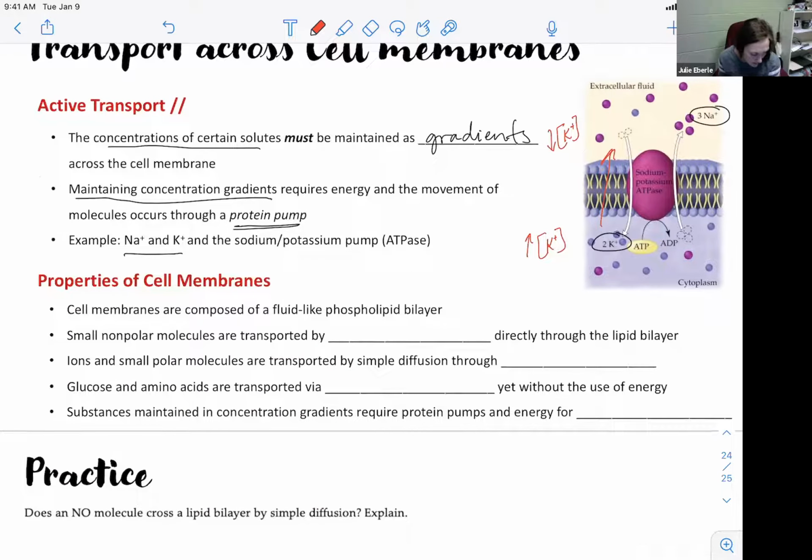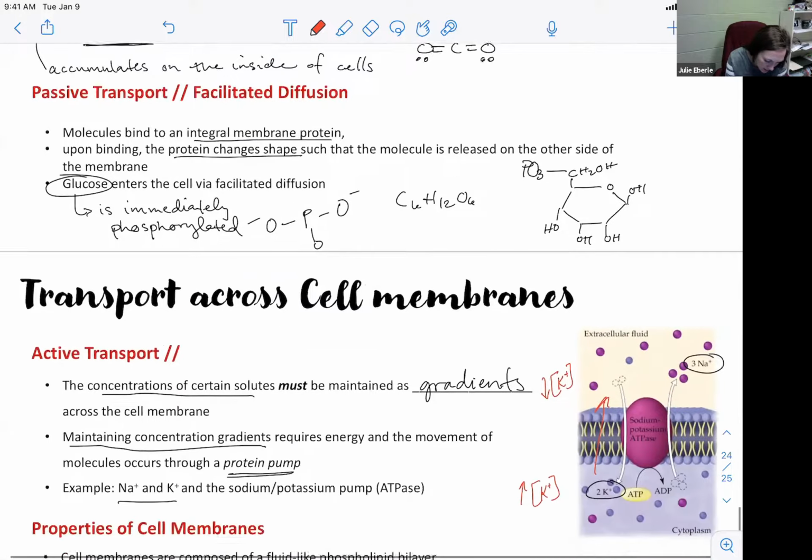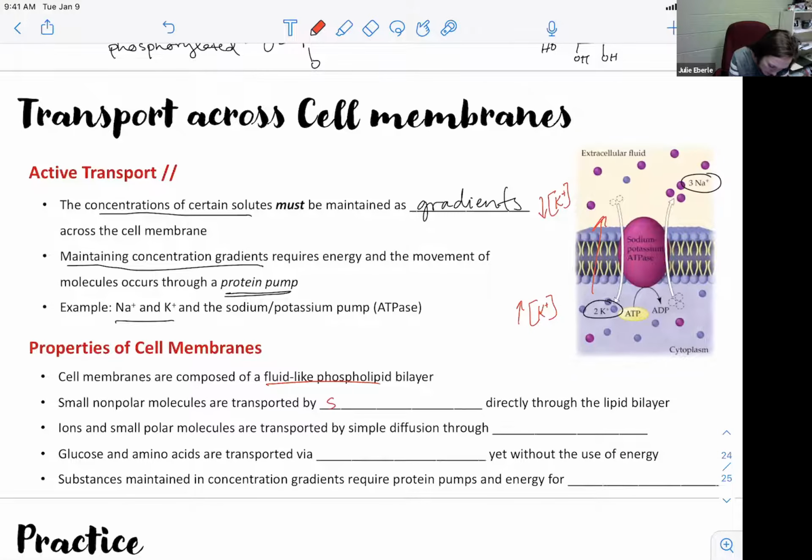All right, a little bit of review, and then I think we're done. Cell membranes are composed of a fluid-like phospholipid bilayer. Small non-polar molecules are transported by simple diffusion, okay? Simple diffusion, passive transport, but specifically simple, directly through the lipid bilayer.